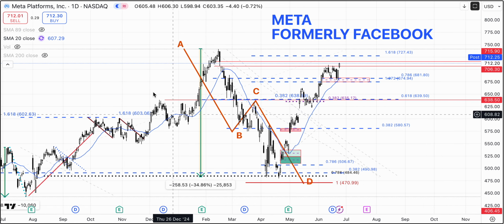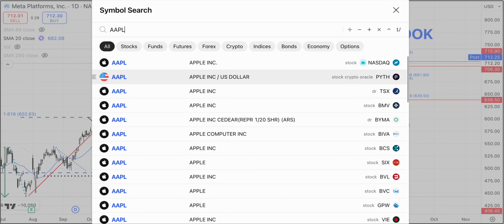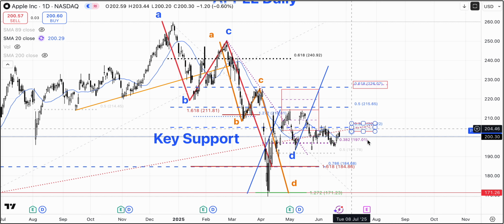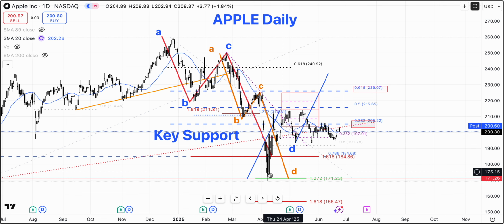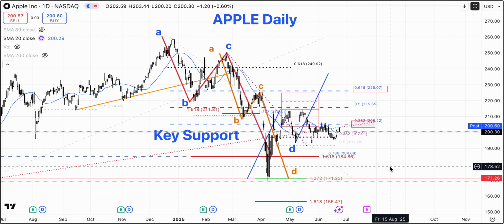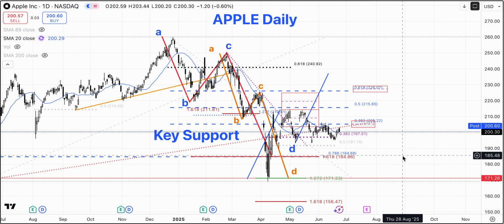Okay, now let's take a look at Apple. Just a quick look at Apple. I think Apple is kind of struggling. I think it's got a chance to actually move and test the 7th of April lows. This is the way it looks like. It really doesn't appear to be going anywhere.